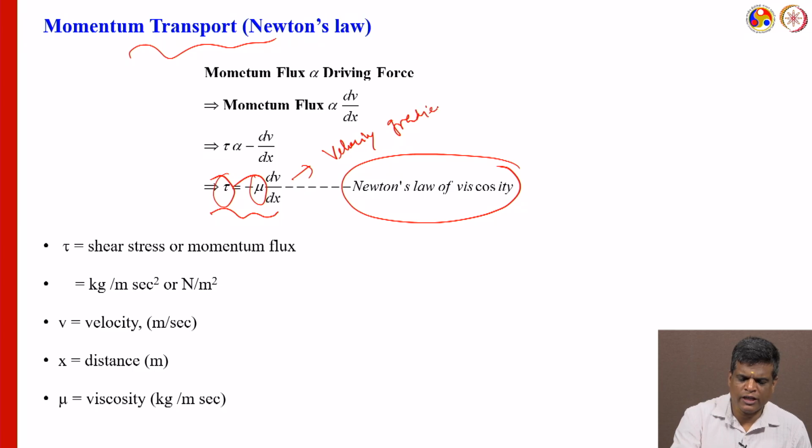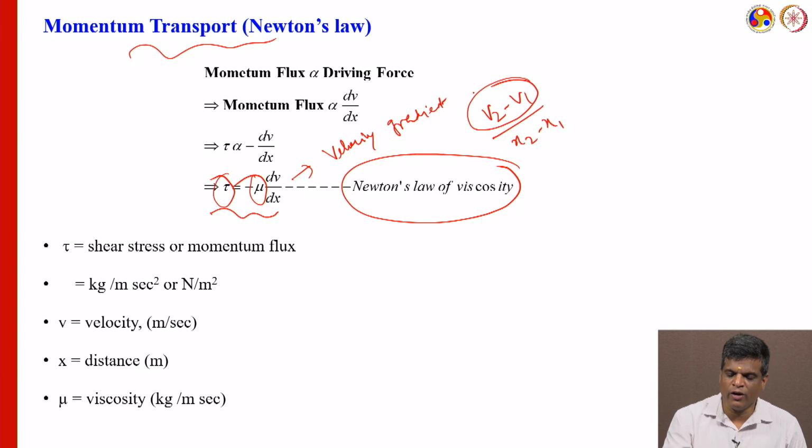So, what is the velocity gradient here? There is a velocity difference, v2 minus v1, over x2 minus x1. If you talk about only v2 minus v1, we call it a velocity difference, but if you take v2 minus v1 by x2 minus x1, that is called a velocity gradient.